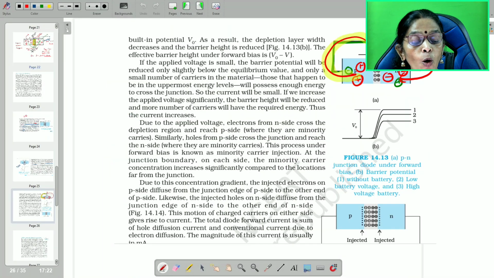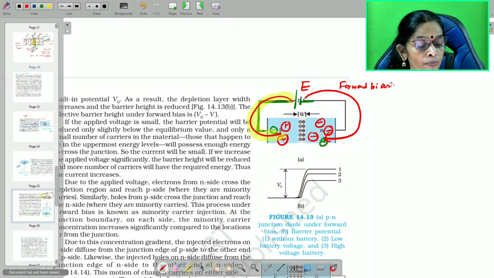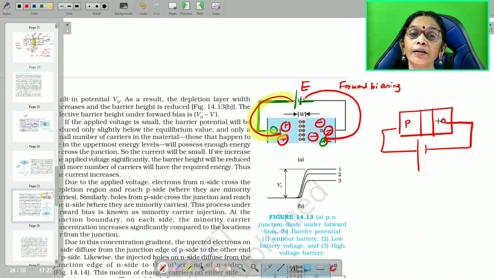How? Give forward biasing. What do you mean by forward biasing? Forward biasing means you have to give P to positive, N to negative. That is all. This is P, this is N. P is connected to high potential, N is connected to low potential, that is called forward biasing. Hereafter, let me call this FB. P is connected to positive, N is connected to negative.